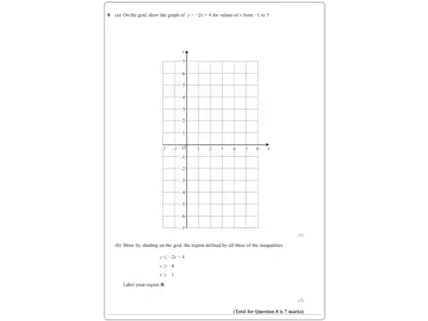Now you could do a table up here where it would look something like this, x and y, and that goes minus 1, 0, 1, 2, 3, 4, 5. And put those values into the equation and work out the y coordinates. That's absolutely fine. You can do that.